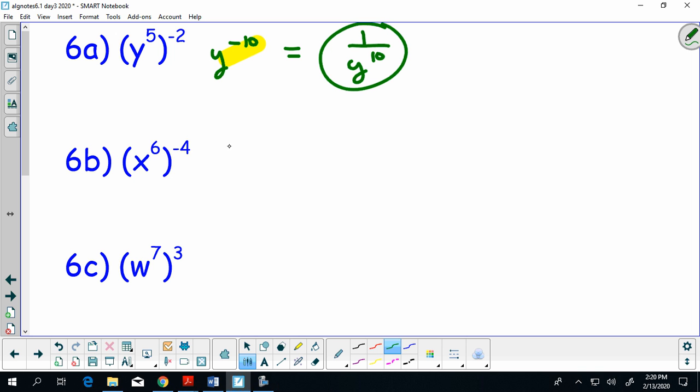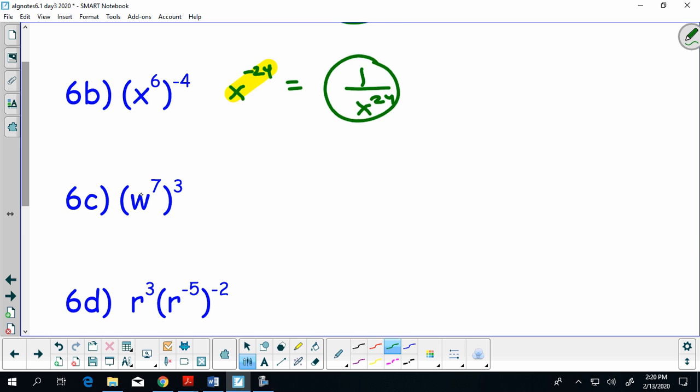Here, same thing. I write down the base and multiply the exponents. Then I move that to the bottom because he had a negative exponent and was unhappy. So we move him to the bottom part. And then on 6c, we're just multiplying w. 7 times 3 is 21. He's happy there, so I don't move him.